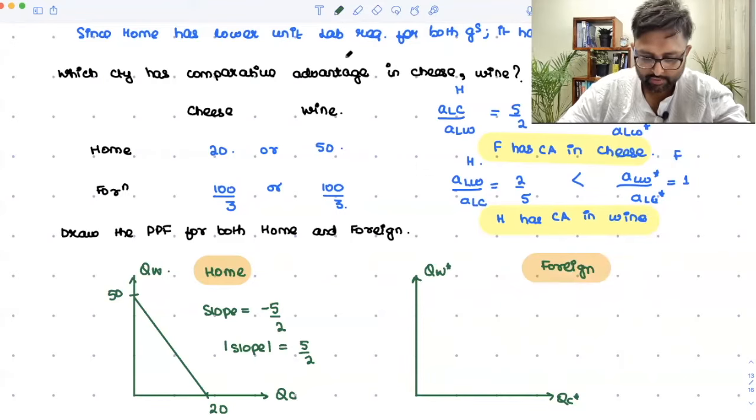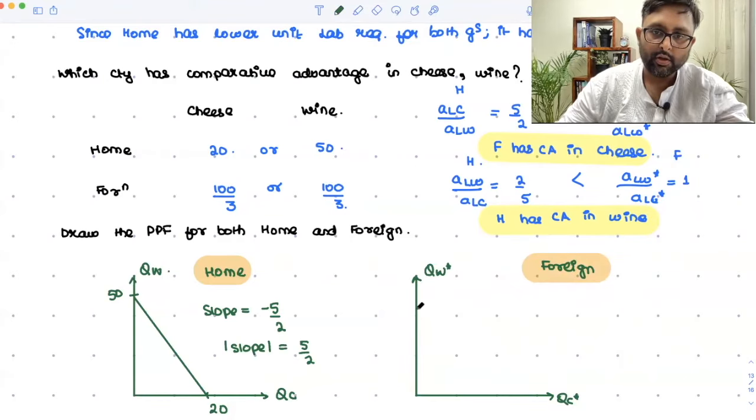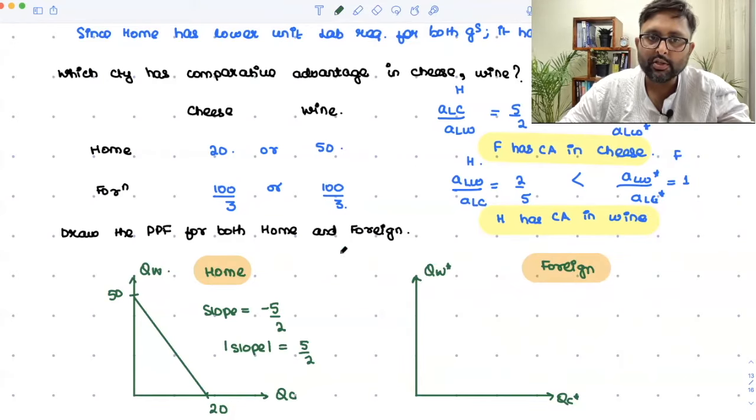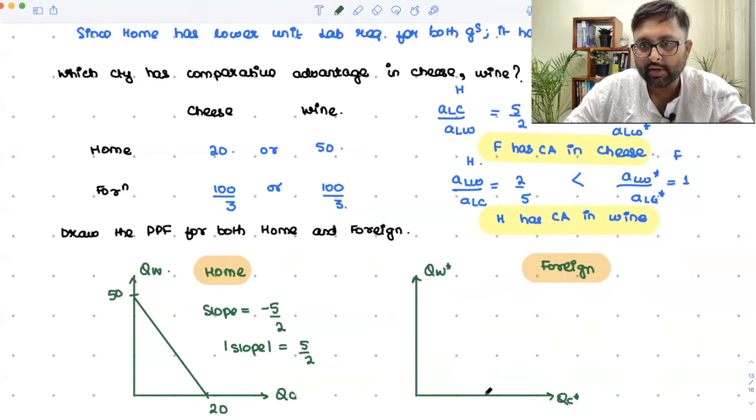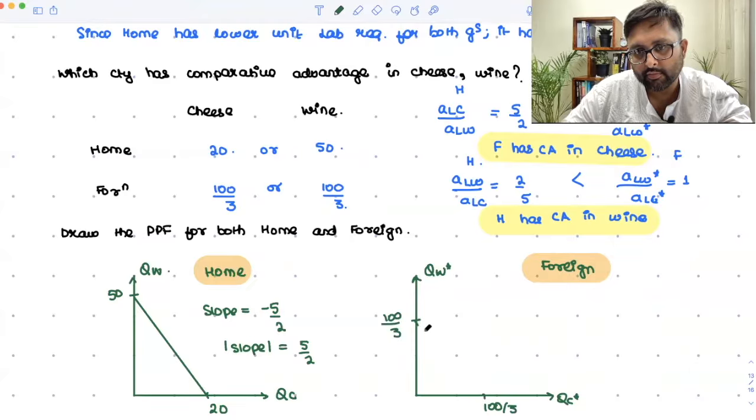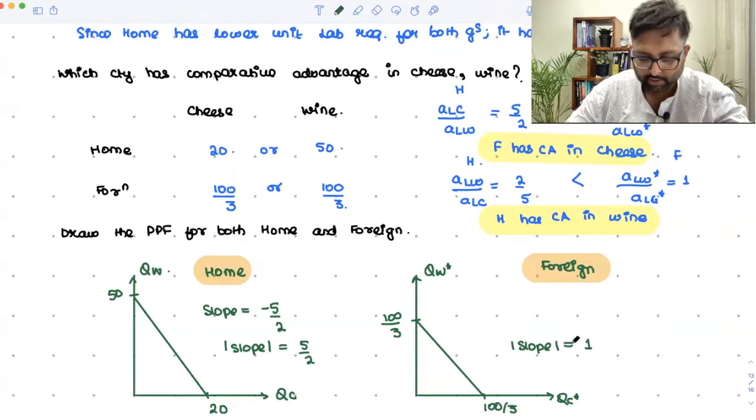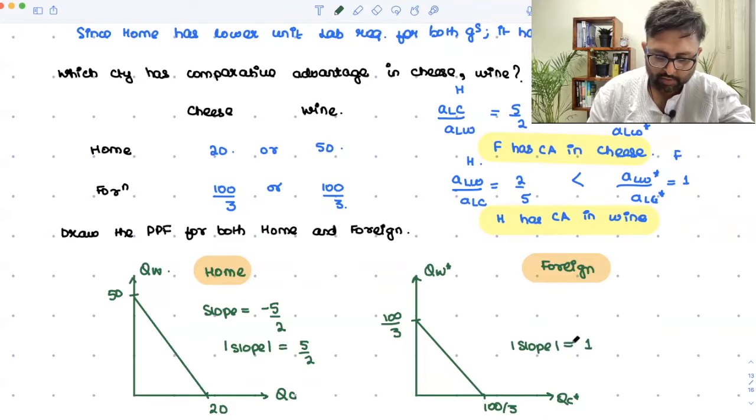PPF for foreign country. So what is it? If all resources are used for cheese, it is 100/3. If all resources are used for wine, it is again 100/3. Slope is 1. Modulus of slope is 100/3. Fair enough.